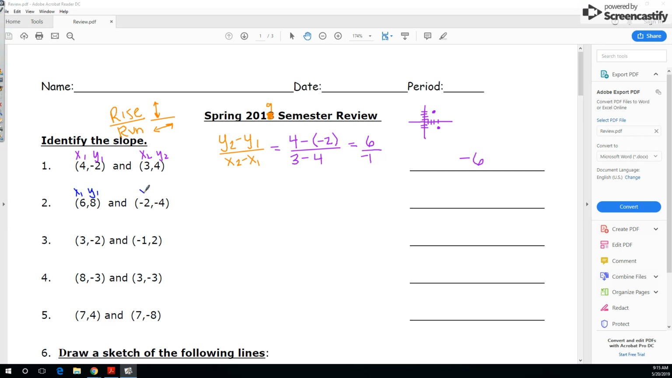x1, y1, x2, y2. Negative 4 minus 8 divided by negative 2 minus 6. Negative 4 minus 8 is negative 12, and negative 2 minus 6 is negative 8. Simplifying that fraction, a negative divided by a negative is a positive, and 12 and 8 are both divisible by 4. So 12 divided by 4 is 3, and 8 divided by 4 is 2.